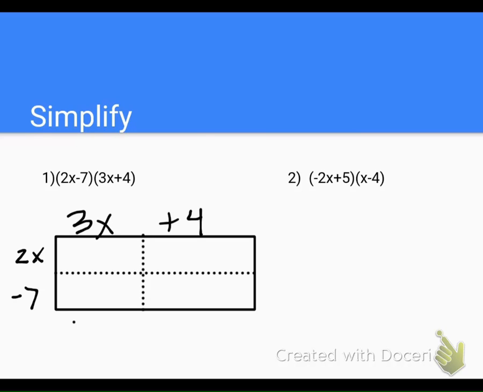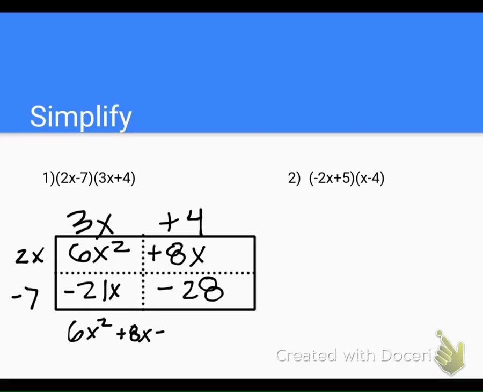But it's the same concept where I'm going to find the area of each box to get the area of the whole. Okay? So first I take 2x times 3x for this box, and I get 6x squared. For this box, I'm going to take 2x times 4, and I'll get a positive 8x. On the bottom left, I have negative 7 times positive 3x, which gives me negative 21x. Then negative 7 and positive 4 gives me negative 28. So I can add these pieces together now.